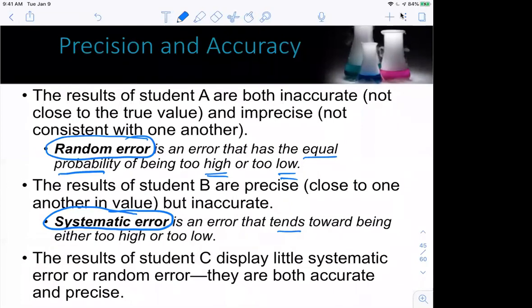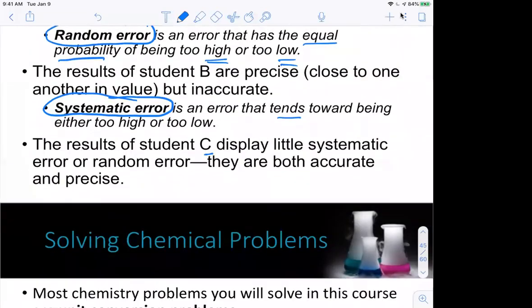So there's something that's wrong with the device. The device might be calibrated wrong. It's calibrated so that when you measure it, it's always off in a low direction by the same amount, right? That would be systematic error. Student C is giving me little systematic or random error. Those results are both accurate and precise.